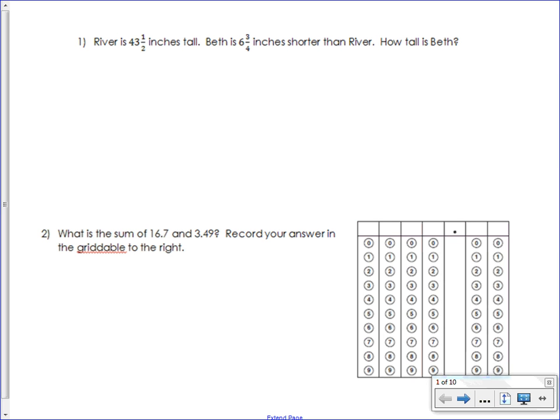Okay, so today we're going over the test review. I'm going to start with number 1. River is 43.5 inches tall. Beth is 6 3/4 inches shorter than River. How tall is Beth? You're going to have to subtract these two numbers to find out how tall Beth is.